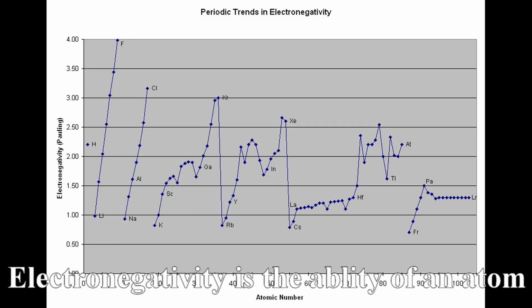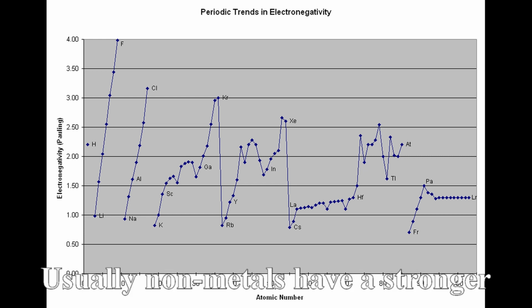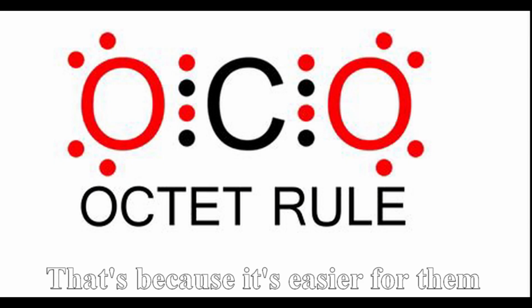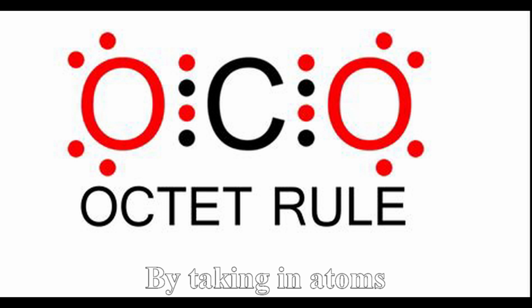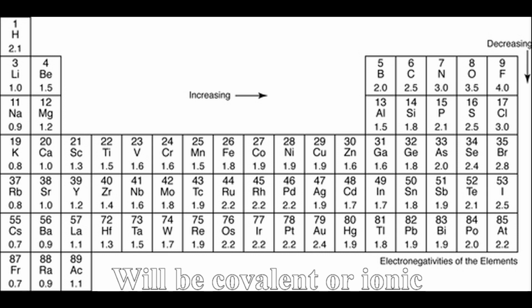Electronegativity is the ability of an atom to retain electrons. Usually nonmetals have a stronger electronegativity than metals. That's because it's easier for them to achieve the octet rule by taking in electrons. Electronegativity decides whether a bond will be covalent or ionic.